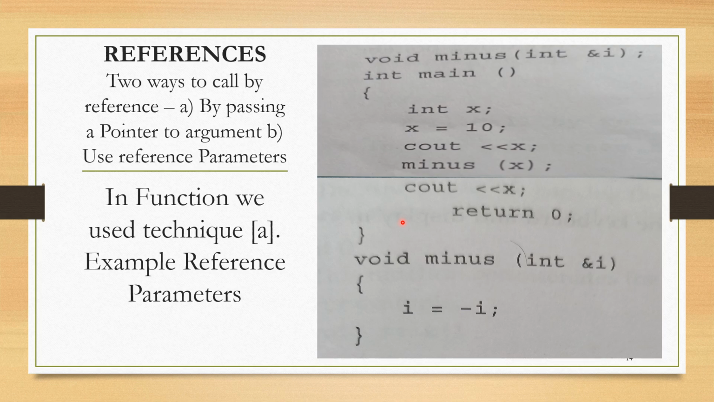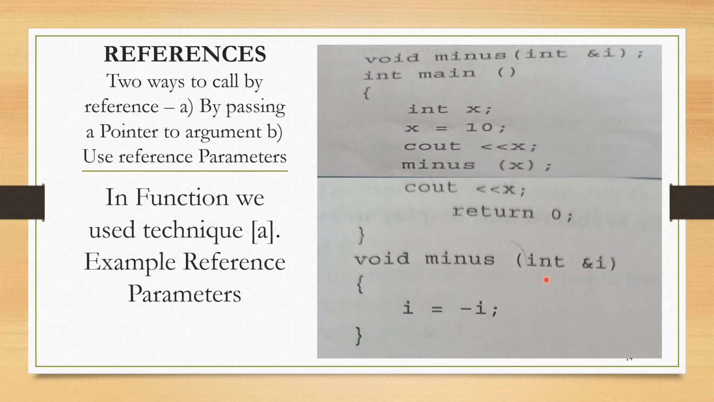A small program is given here to understand reference. We have defined x as an integer, with value 10. We have displayed the value. Then we have defined a function here, minus, but that function is called by reference parameter. After calling this function, you simply display x on the screen. Now what does the function do?